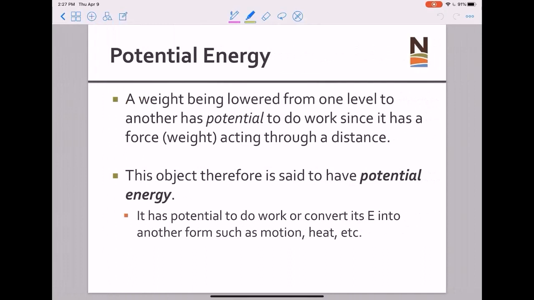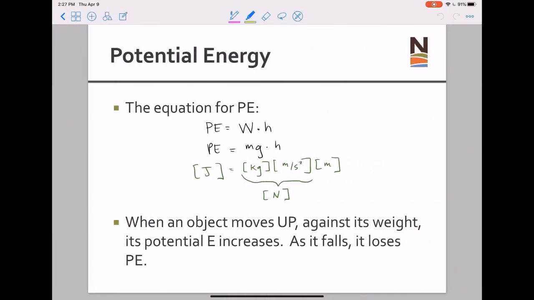Okay, for potential energy, it's really the same as our equation for work. The equation for work is force times the distance, so potential energy is force times the distance, but we've changed it a little bit. Instead of just F times S, it's W times H, because the force for potential energy would be simply the weight of the object, and height is the distance from some sort of baseline, right?